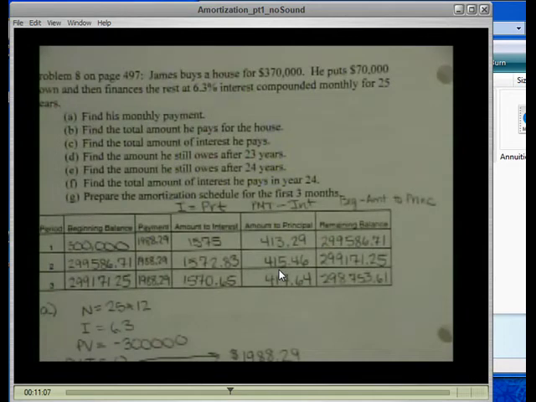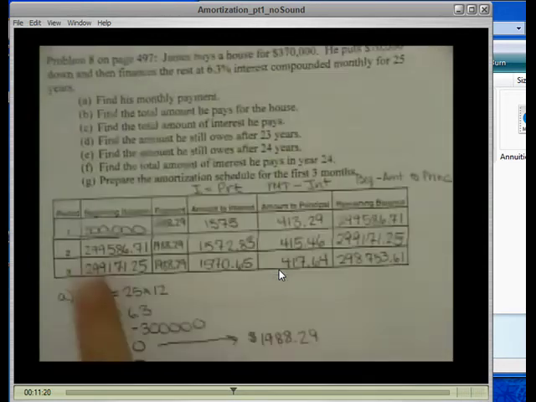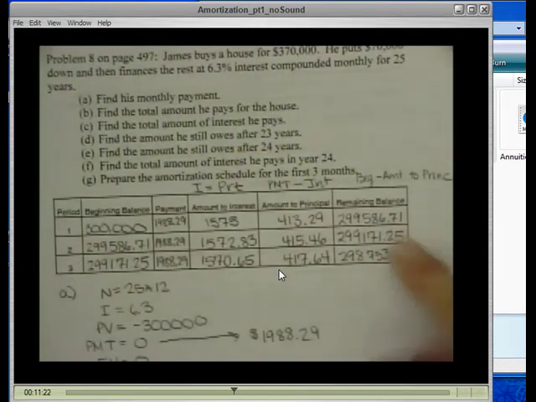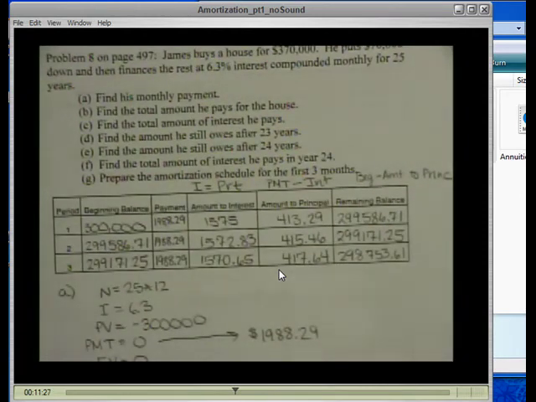Okay, so we've done part A. Part B says find the total amount that he pays for the house. And so we know his payments were $1988.29. So he made these payments, and then I just said how many times did he make this payment? Well, he made 25 times 12, which I believe is 300.